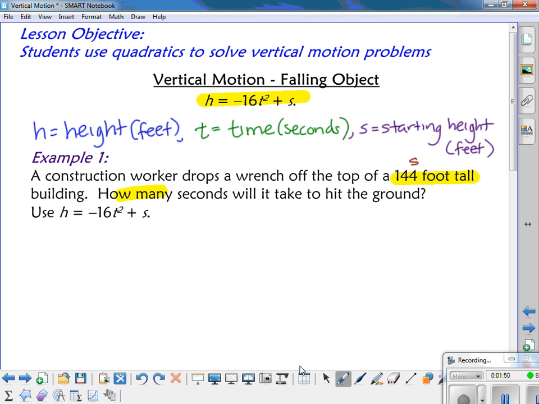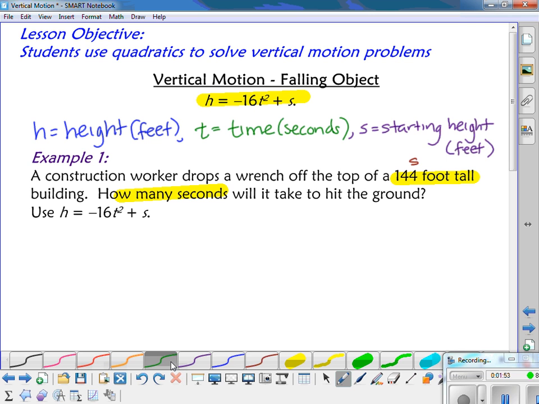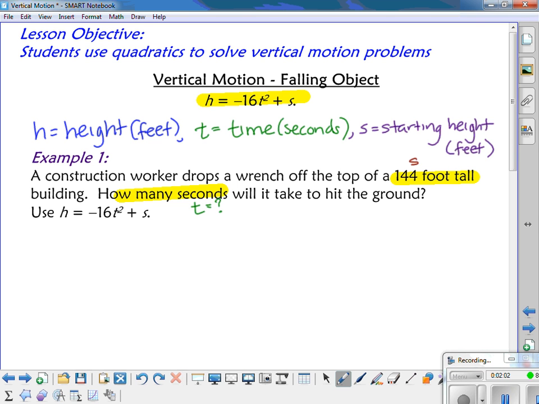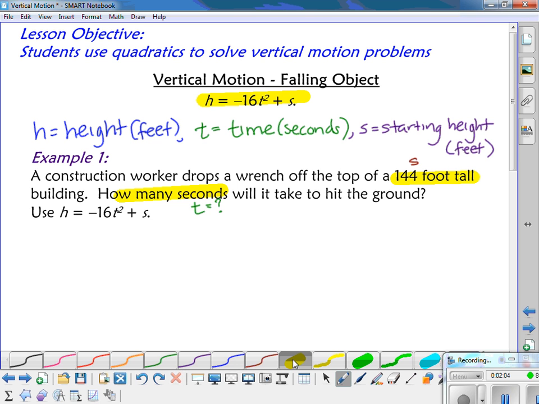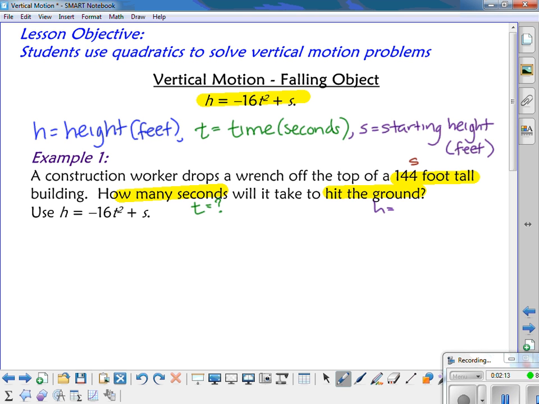And then how many seconds? We're talking about which one: h, t, or s? Time, right? So the time equals I don't know what. And when it hits the ground, that's the height at the end, right? So how high is it if it's on the ground? Not at all. What number would I use to represent that? 0. Okay. So my height is 0 feet, my time is what I don't know and I'm trying to find, and my starting point is 144 feet.